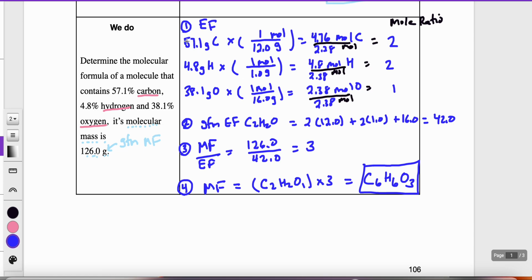As long as you are systematic in your approach, keep your work nice and neat, the math is reasonably straightforward to go from empirical data all the way to the molecular formula.